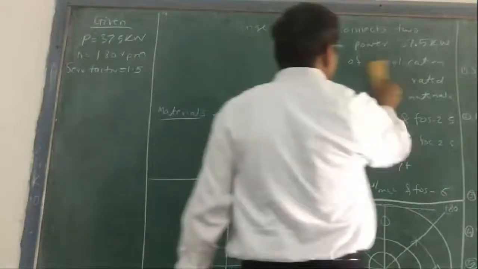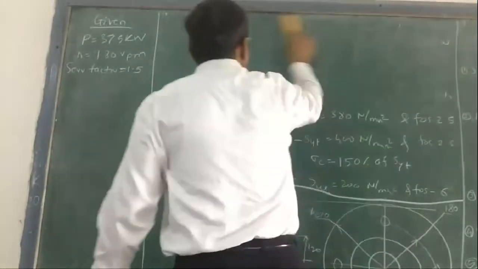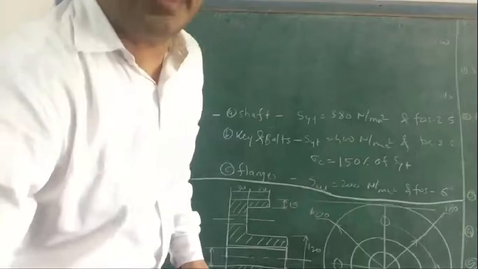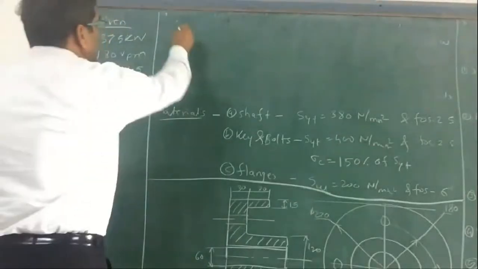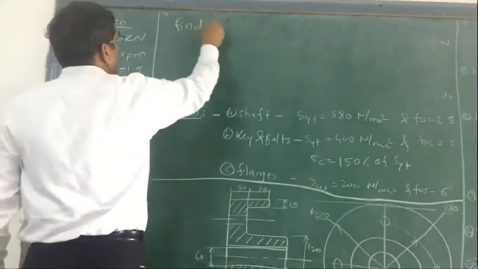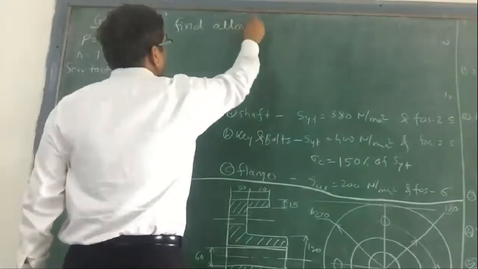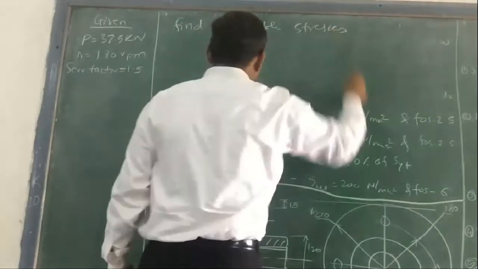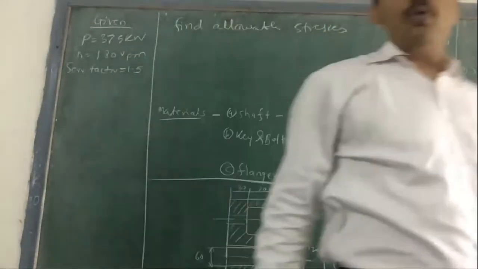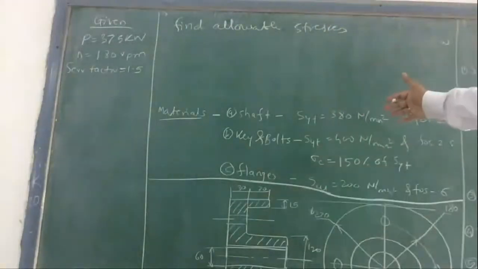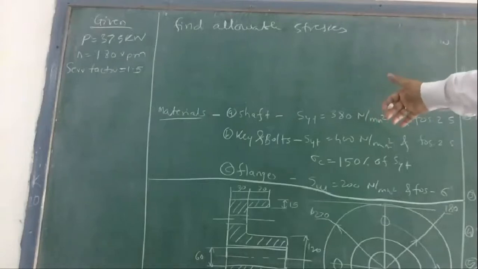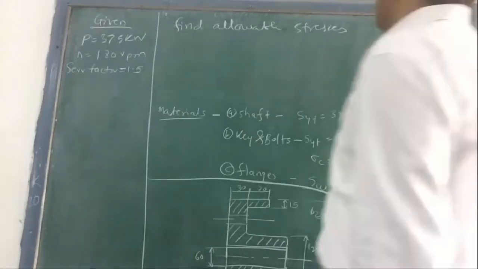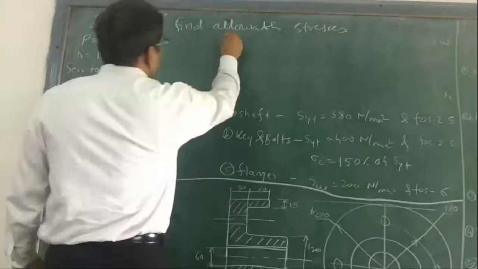First we will find out what the different allowable stresses are, right? The first step of any design is that we try to find the allowable stresses. This is the first step we will do. From the given stresses, we find out the different allowable stresses, or permissible stresses, right? Allowable or permissible.